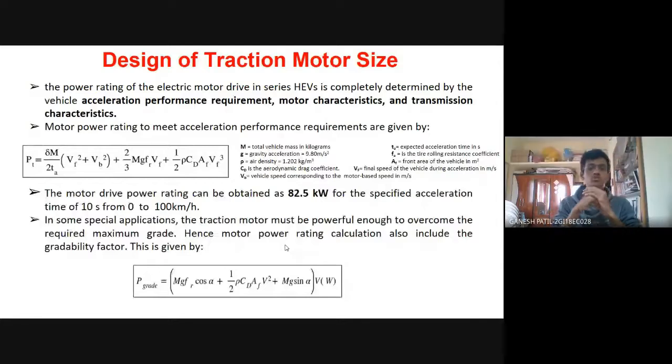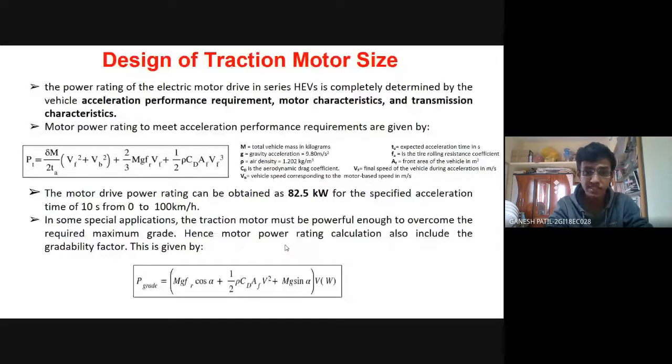Yeah. So whenever we are choosing a traction motor in a series hybrid drivetrain, the traction motor is the only mechanically driving source. So this is a major factor when we have to choose the right motor to get our electric vehicle to operate efficiently.